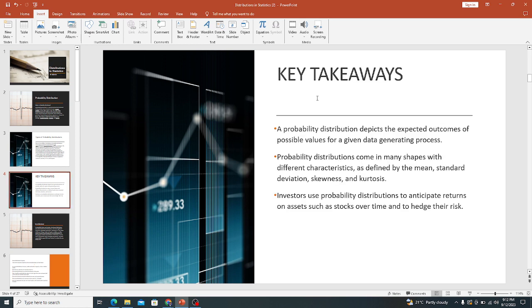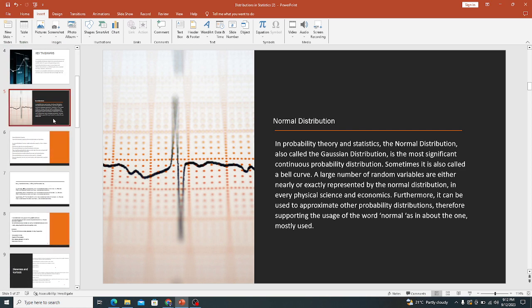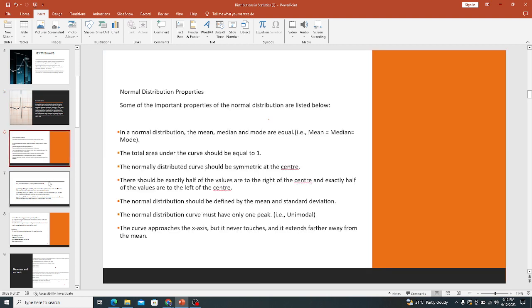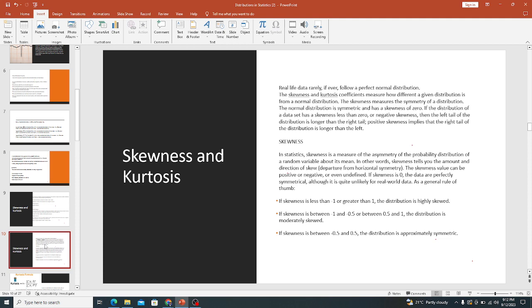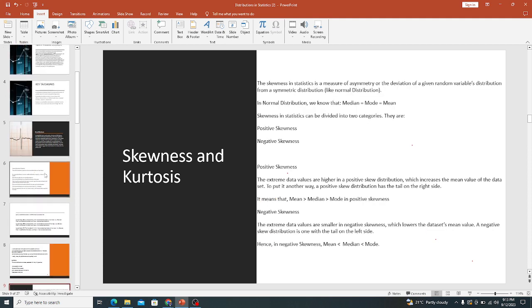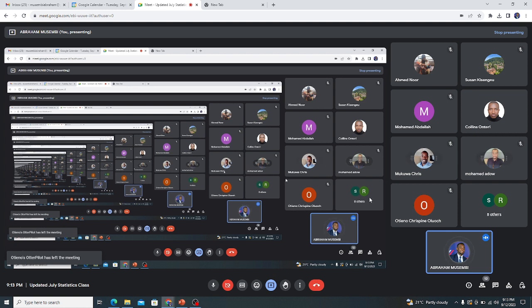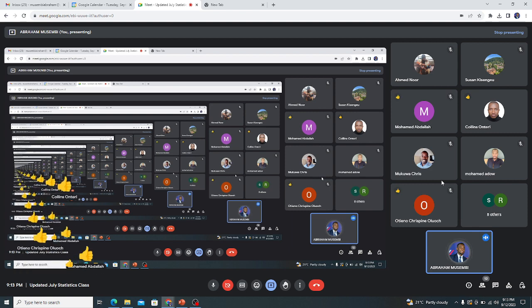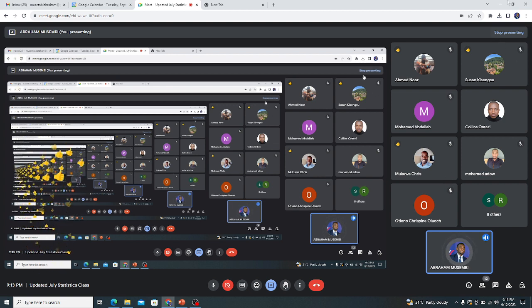So I want us now to go to some takeaways of probability distribution, and then I'll introduce normal distribution. After normal distribution, I will talk about skewness and kurtosis. Okay. All right. Good. Any question up to that point? Was the introductory part clear? By show of thumbs, was the introductory part clear? Okay, Collins, it was clear. Mohammed, Adwo, Ahmed. All right, that's okay if it was clear.